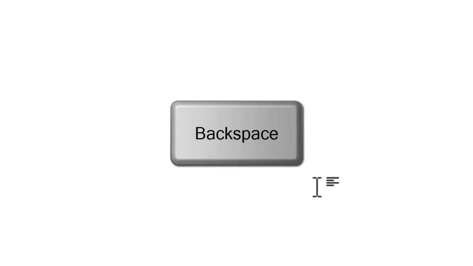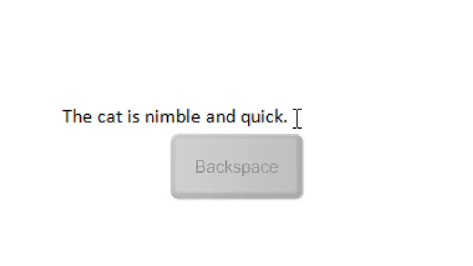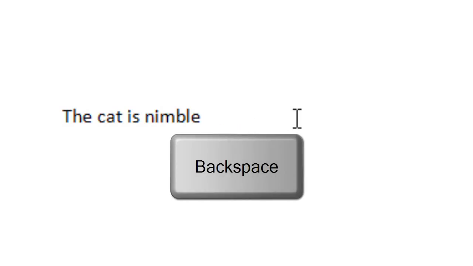So let's type in a sentence. The cat is nimble and quick. If I wanted to get rid of the words and quick, I would just press the backspace button to get rid of one letter at a time. Then I would press my period at the end. Don't forget that we always press space after any punctuation.